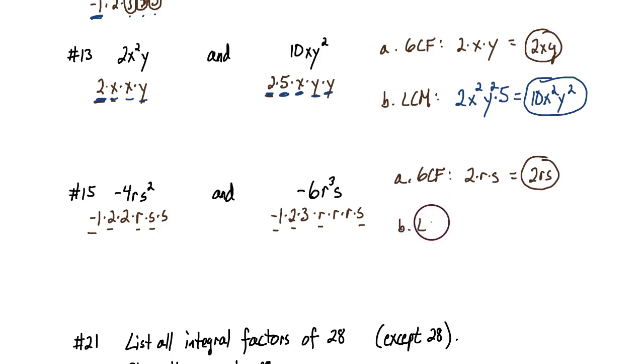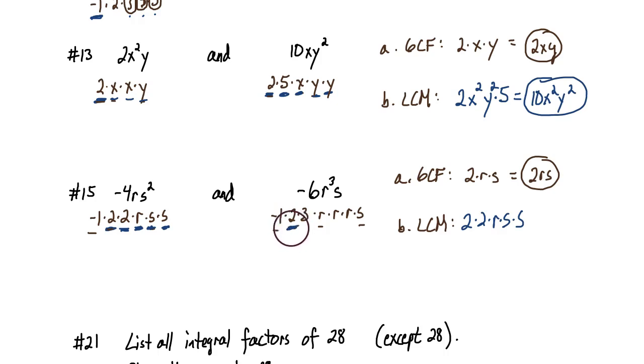Question B, the least common multiple. Again, least common multiples are defined to be positive numbers, so ignore the -1 factor. We need to have a factor of 2. We need another factor of 2. We need a factor of R. And we need 2 S's. That uses up all the factors of our first number.